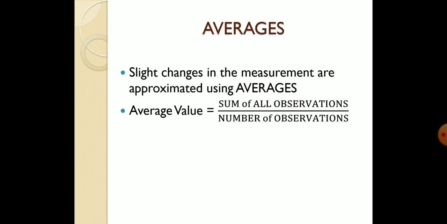Coming to averages. Averages means what? There are slight changes in the measurement because of approximation. They are all corrected by averages. The slight changes in the measurement are approximated or rounded off using averages. Average value is nothing but the sum of all observations divided by the number of observations.